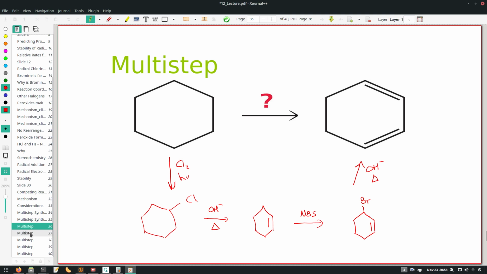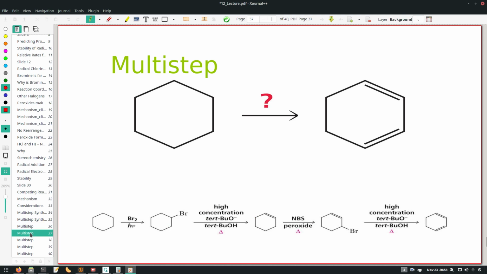Alright, let's see how it was done from your book. They did the first step with bromine. Same type of reaction as ours did, because there was no real need to actually be specific there. They used tert-butoxy, but I used OH and heat. The heat's going to help us favor E2. This will actually guarantee E2. So that might be a better way to guarantee you're going to get nothing but elimination. Then there's our NBS and some peroxide to get the bromine there. And then just do another elimination to get to our conjugated system.